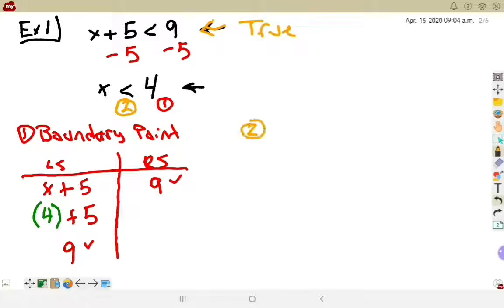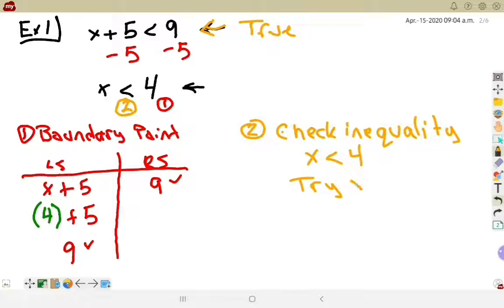So the second thing I need to check now is the inequality. When I'm checking the inequality, I have said that x should be less than 4. So I'm just going to pick something that is in fact smaller than 4. My personal favorite, if you can, pick 0. So 0 is smaller than 4, right? So I'm going to try x being 0.